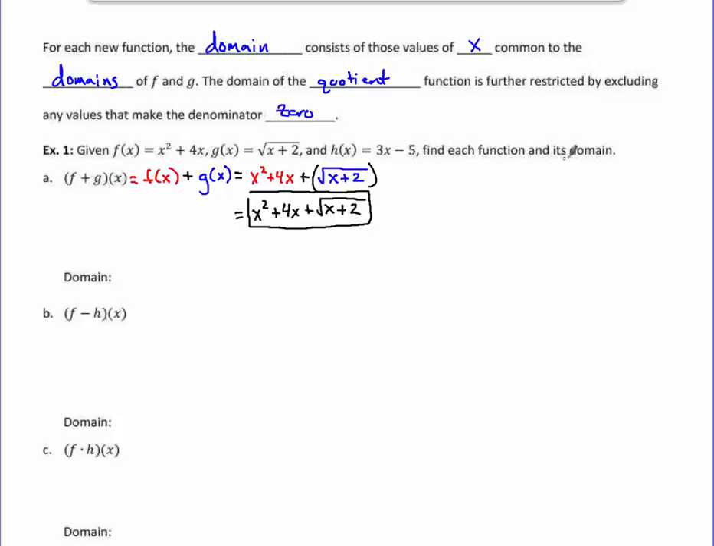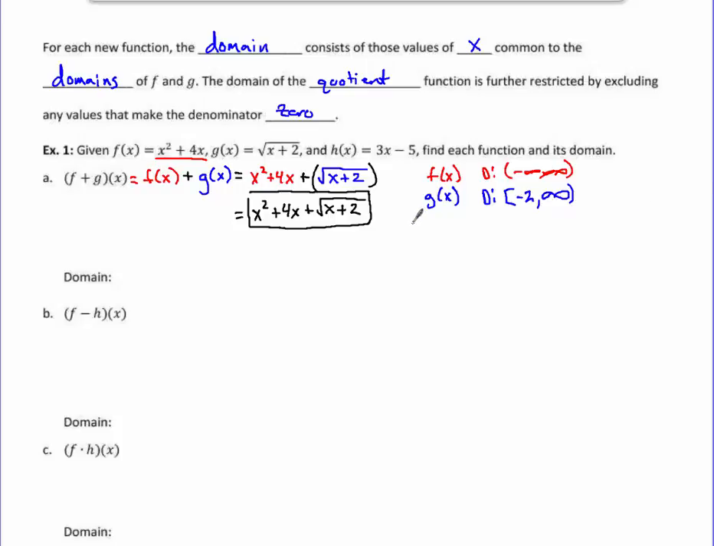Now it says find each function and its domain. So the domain for f of x, this is a parabola, so that domain, you know, is negative infinity to infinity. Our g of x, you know, that's a square root function, so we can't have a negative 2 where that x is, because that would make this 0, so anything less than negative 2 is no good. So our domain here goes from negative 2 to infinity.